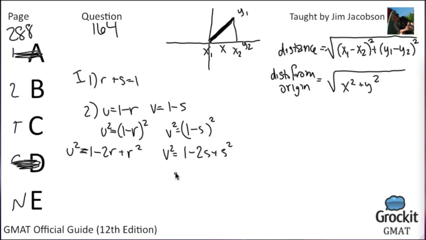And so u squared plus v squared is going to equal the two of those things together, which is 2 minus 2 times the quantity r plus s. This is basically accounting for these two middle terms here: minus 2r minus 2s is the same thing as minus 2 times r plus s, plus r squared plus s squared.